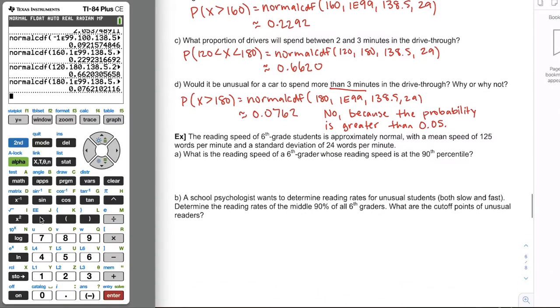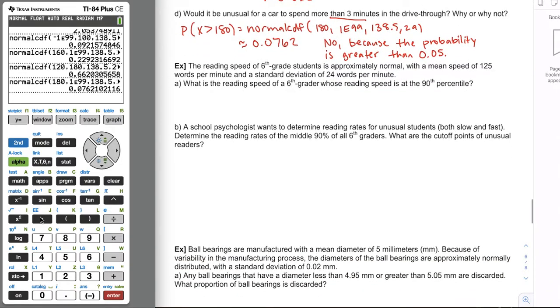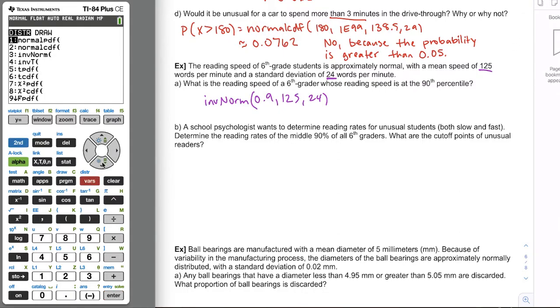So in this case, it's a percentile, so that would be the area to the left, so that is perfect. So we're going to do an inverse normal. The area to the left is 0.9. The mean is given as 125 right here. The standard deviation is given as 24. So second vars inverse normal. So the area is 0.9. The mean is 125 words per minute with the standard deviation of 24 words per minute.